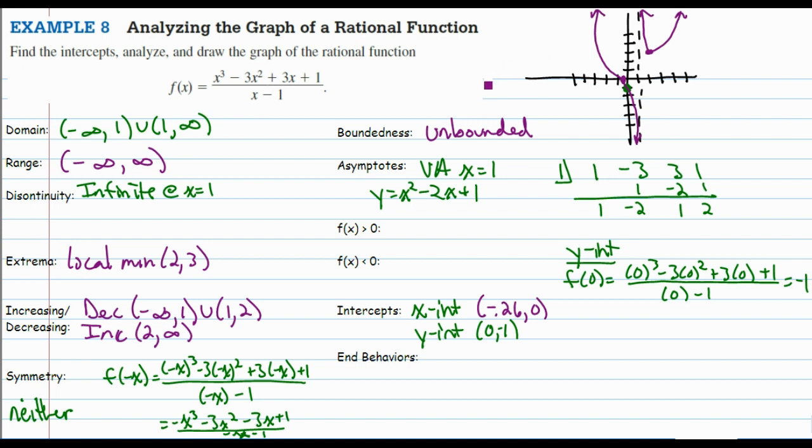That occurs for x values from negative infinity up until the x-intercept, which we found at negative 0.26. Then the graph goes below the x-axis, so the y values would be negative from negative 0.26 up until the vertical asymptote. And from the vertical asymptote all the way out to positive infinity, the graph is above the x-axis. So the y values would be positive.